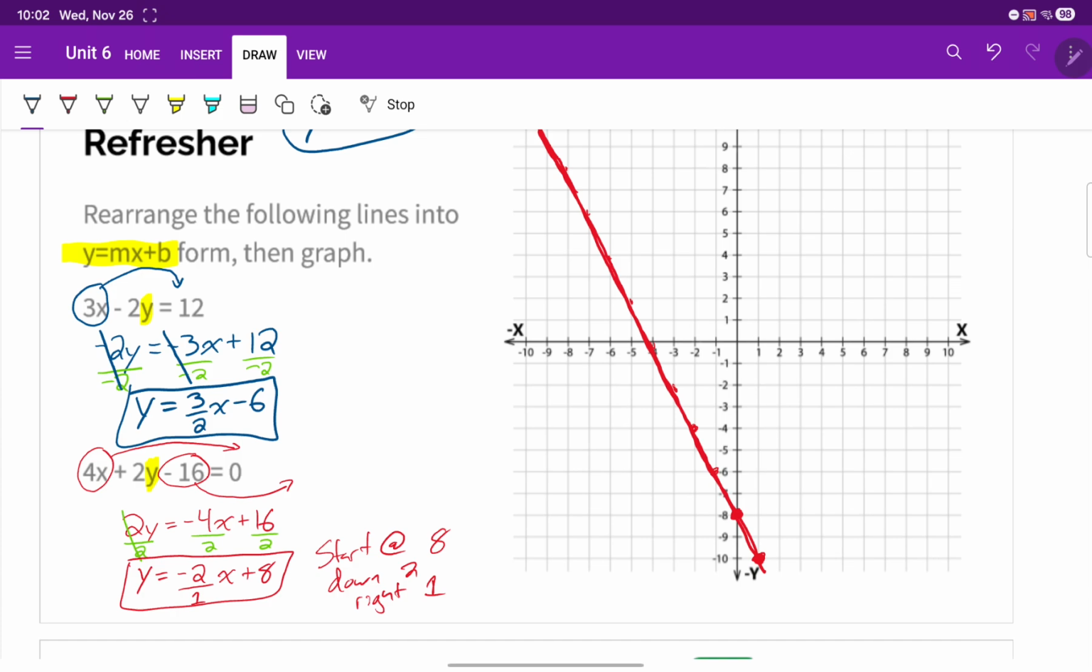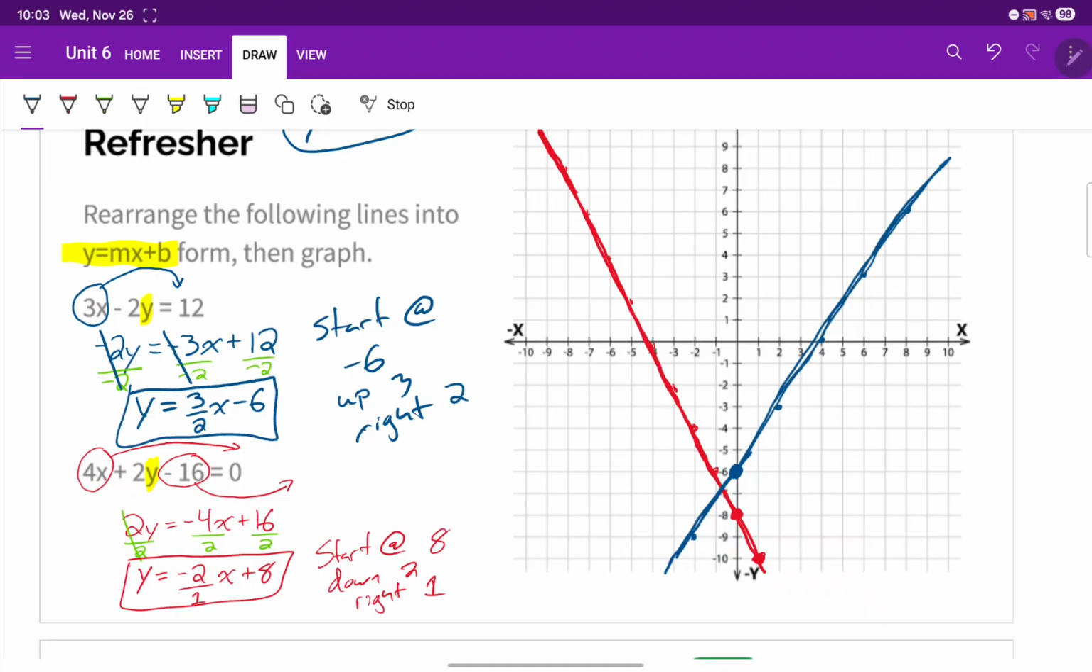There's our first one. Let's do the blue one. The blue one starts at -6, right? So it's going to start at -6 on the y-axis, and it's going to go up 3, right 2 because of my slope. And so we're going to go up 3, right 2, up 3, right 2, up 3, right 2, up 3, right 2. I could go the other way too, down 3, left 2, and I should form a nice line. There we go.